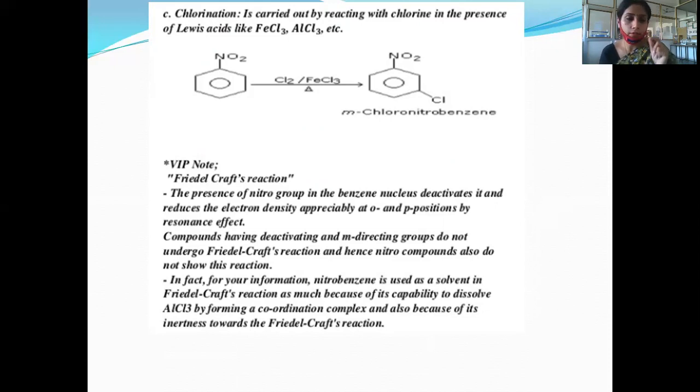Now there are certain important points to remember. So there is one called Friedel-Crafts reaction. What happens is that the presence of nitro group in the benzene nucleus deactivates it and reduces the electron density at the ortho and para position because of the resonance effect. And so compounds which have deactivating and meta-directing groups do not undergo Friedel-Crafts reaction. That is also the reason that nitro aromatic compounds do not show this reaction. In fact, nitrobenzene is used as a solvent in the Friedel-Crafts reaction because it is itself unreactive.